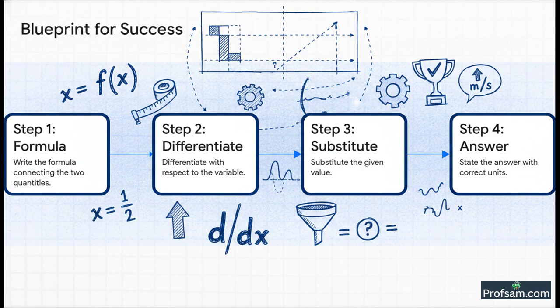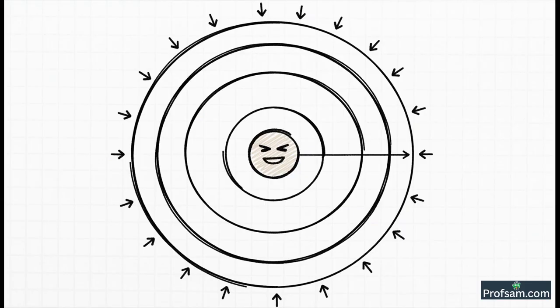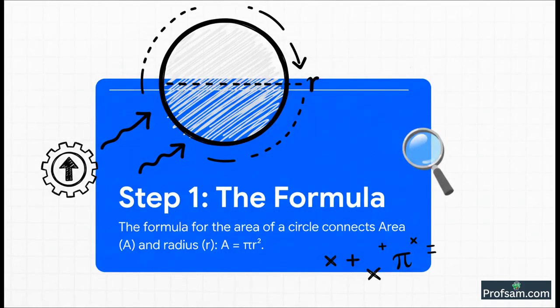That's it. Let's try it with a problem. Imagine a meme is so funny, it's going viral in a perfect circle, like a blast wave. We want to figure out how fast the area of this meme's influence is increasing at the exact moment its radius reaches 10 centimeters. Okay, step 1 is super simple. What's the formula that connects the area, A, and the radius, r? Of course, it's the area of a circle. A equals pi r squared.